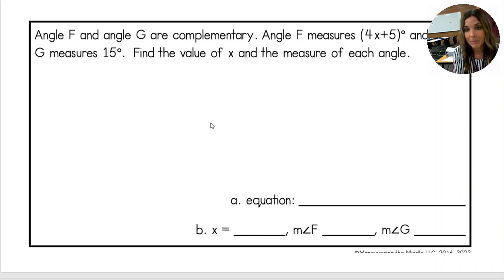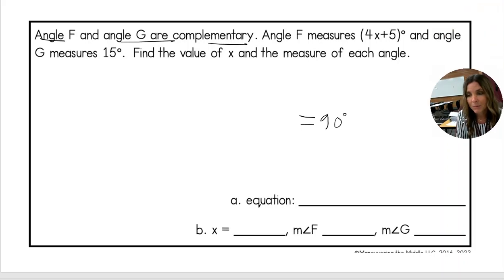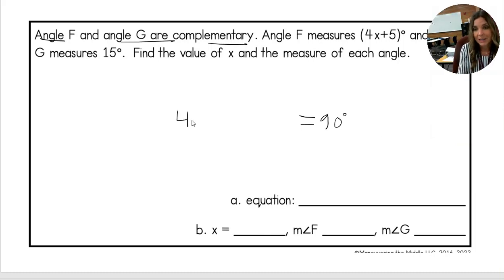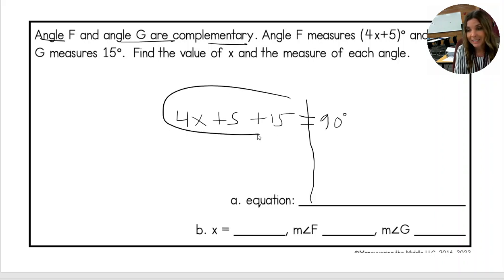Angle F and G are complementary. Okay, so the first thing we know is angle F and angle G are complementary, meaning that they are going to add together to be 90. We also know angle F measures 4x plus 5 and angle G measures 15. So we know that we have a 4x plus 5 added to 15 and that those are complementary, meaning they add up to be 90. So before we go any further in solving this equation, we can simplify this side. So let's go ahead and do that. We can combine the 5 and the 15 because those are like terms. So we're going to simplify that left side.